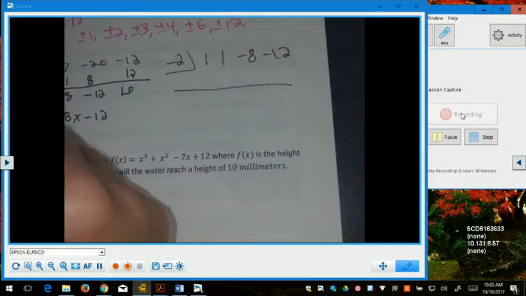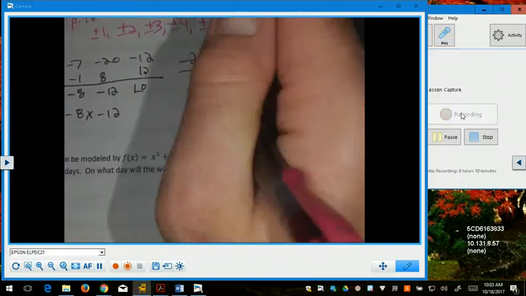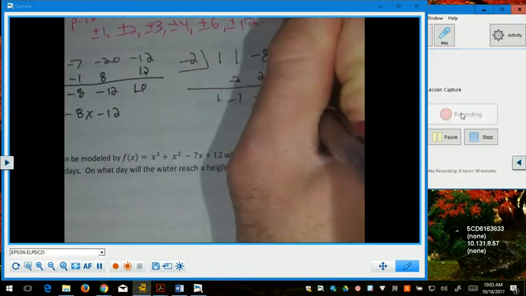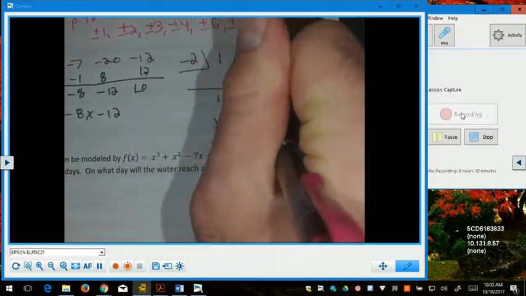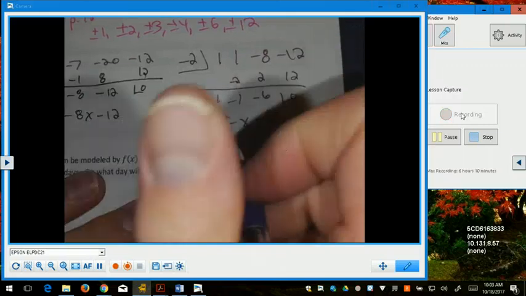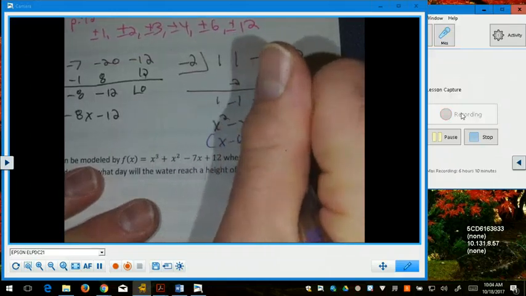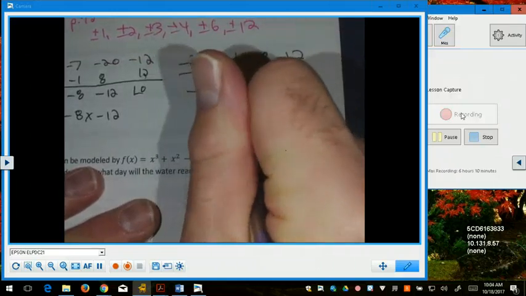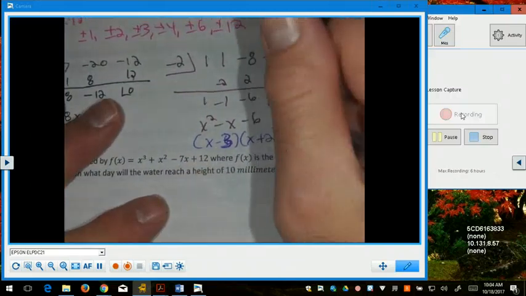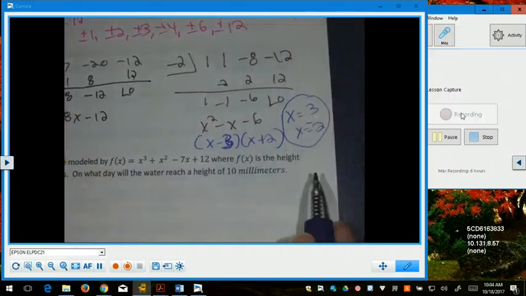So I've got x equals -2. I've got 2 of my zeros already. I'm going to write those down over there. This is x squared minus x minus 6, which is factorable, so all of my zeros are rational. This will be x minus 3 by x plus 2, multiplying to -6, adding to -1. That gives me x equals 3 and x equals -2 as my remaining two zeros.